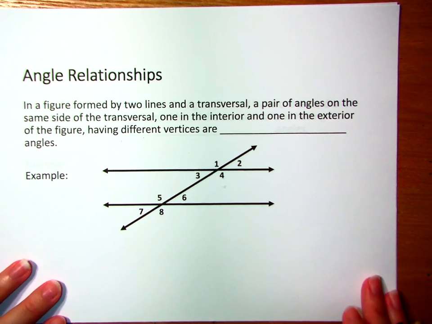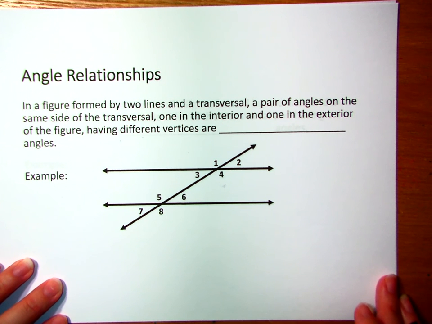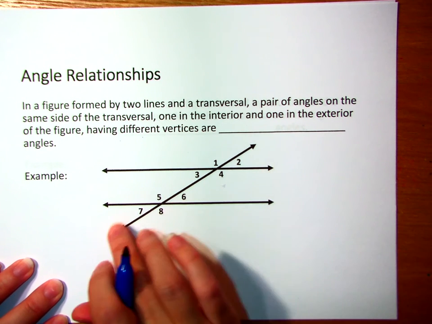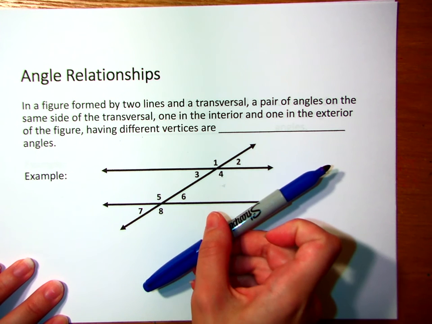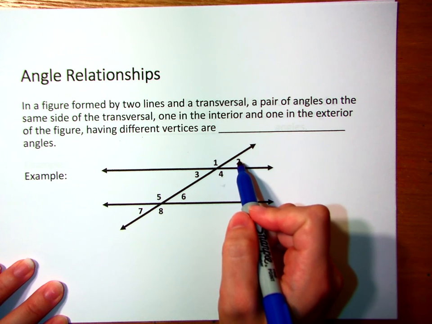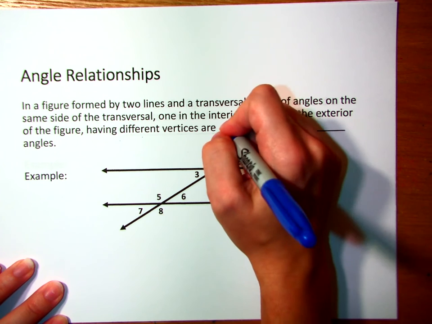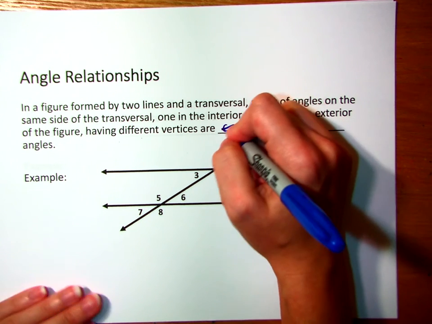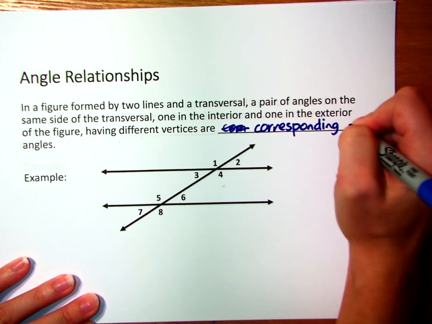We do get some angle relationships, especially if those lines are parallel, because then they allow us to say certain angles are congruent and certain angles are supplementary. If you have a figure that's formed by two lines and a transversal, then it creates pairs of angles. If a pair of angles lie on the same side of the transversal, maybe both on the right side, one in the interior and one in the exterior, but with different vertices, we call those corresponding angles. We already did complementary. Corresponding angles.